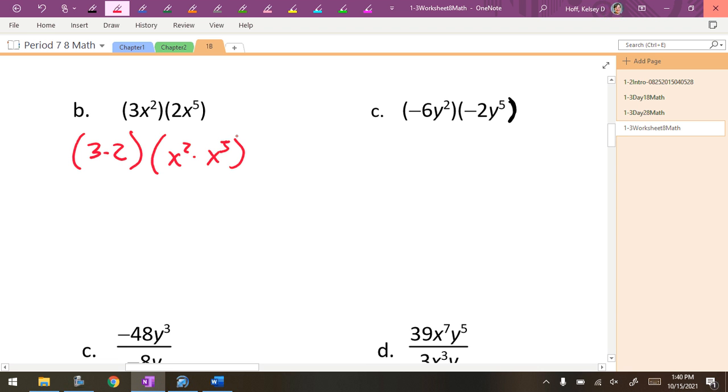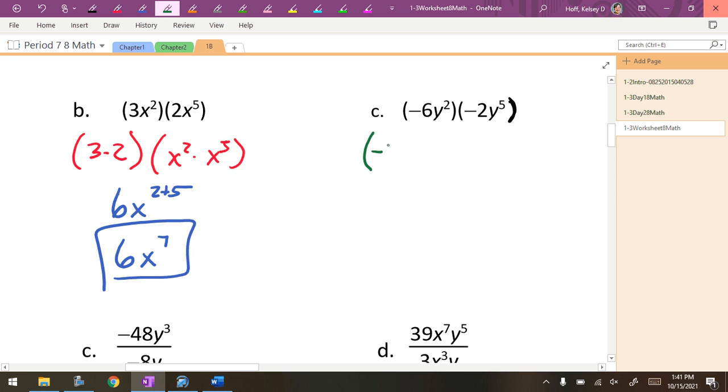All right, on B, I grouped my coefficients 3 and 2 out front, and then I grouped x squared and x to the 5th in my second one. So actually multiply 3 times 2 is 6. Keep my variable base of x. What do I do to my exponents? Add 2 plus 5. My final answer would be 6x to the 7th power.